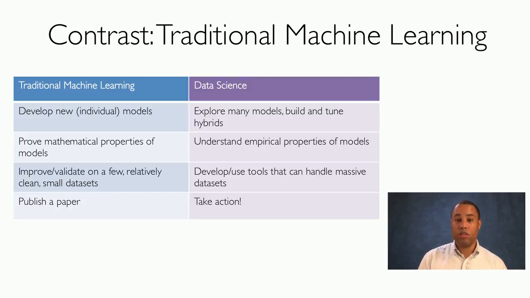In traditional machine learning, the end result is publishing a paper. Whereas in data science, we want to use this to build systems that can take actions.